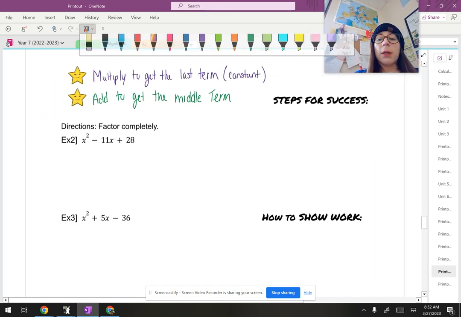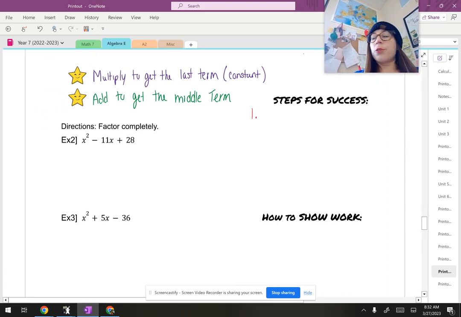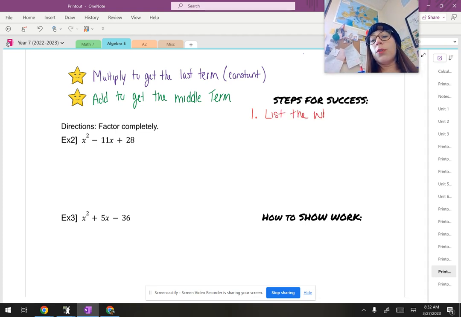So, some steps for success for my humans that enjoy steps. The first way you're going to approach every single one of these questions that you're dealing with today is you're going to list the whole number factors from your calculator table.